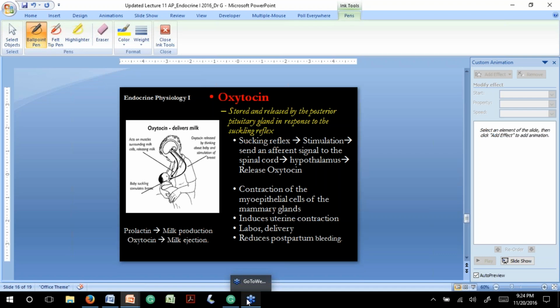Oxytocin is stimulated by the suckling reflex. So a baby, for example, comes wanting to breastfeed, looks for the nipple, and starts suckling with the mouth, and that stimulates the secretion of oxytocin. So who knows that? The hypothalamus again. The hypothalamus says, okay, we need more milk, right? So it is going to secrete more oxytocin, okay?